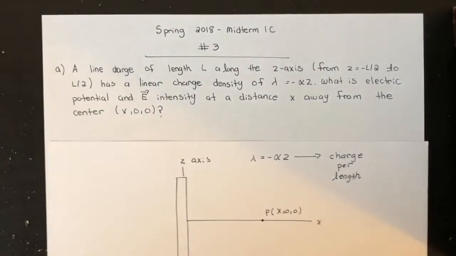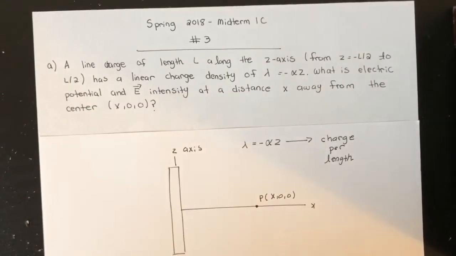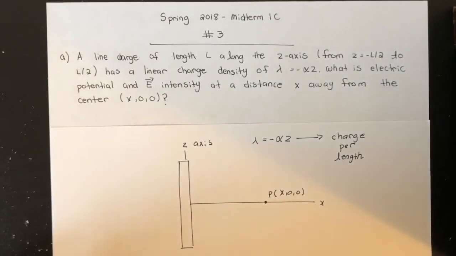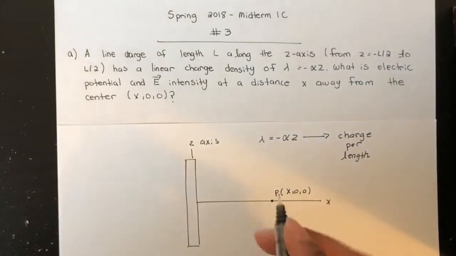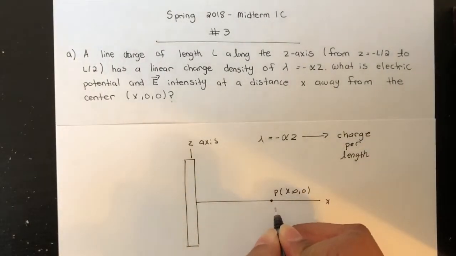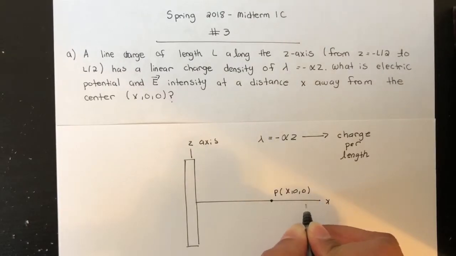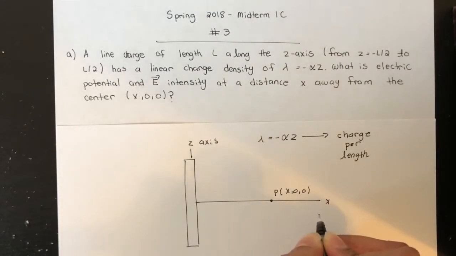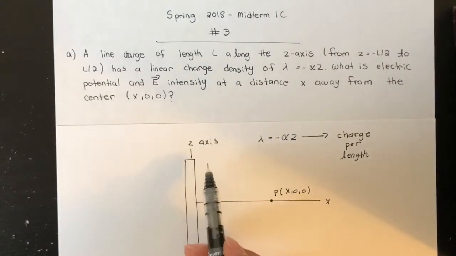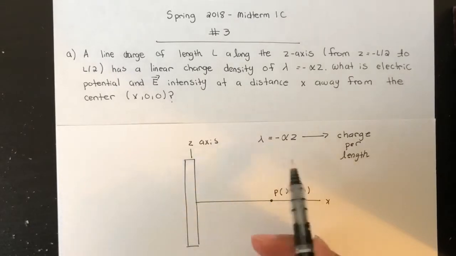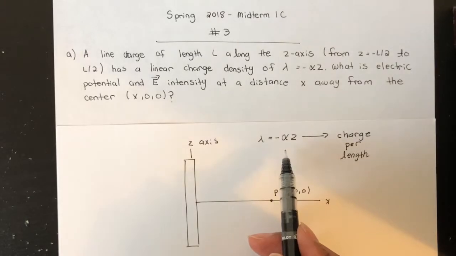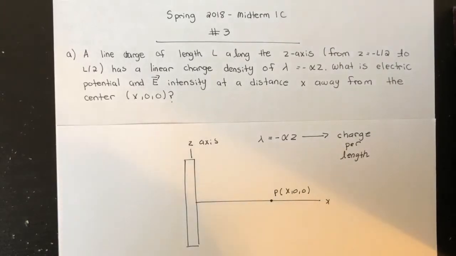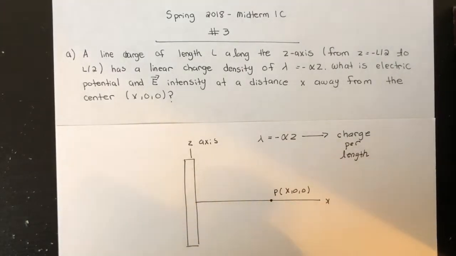Okay, so I'm going to be doing Spring 2018 Midterm 1C, question 3. So I drew out my line charge, and I marked my point of interest, which is x, 0, 0. This is my x-axis. This is my z-axis. And lambda is given, which equals negative alpha z. And lambda is defined as a charge per length.